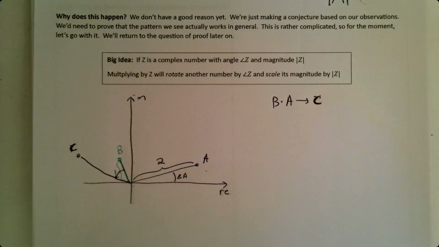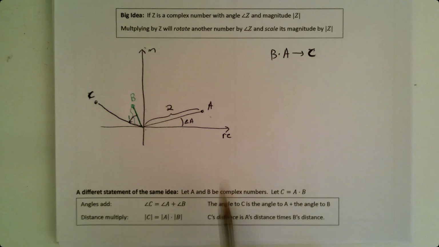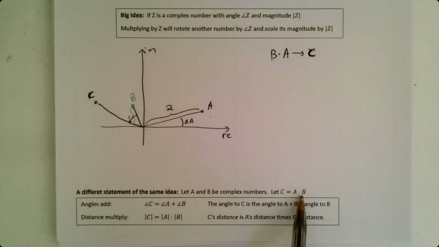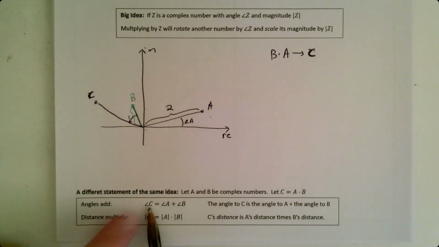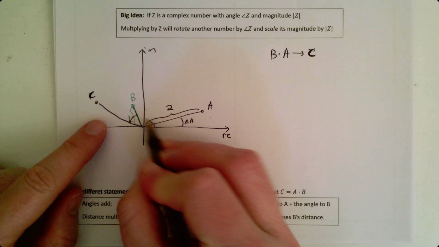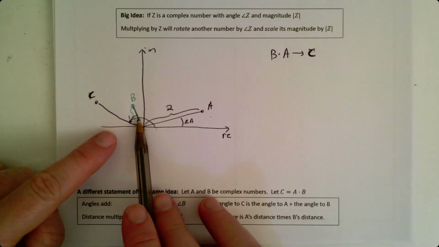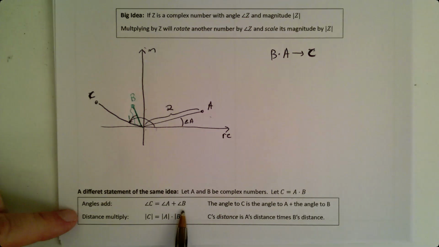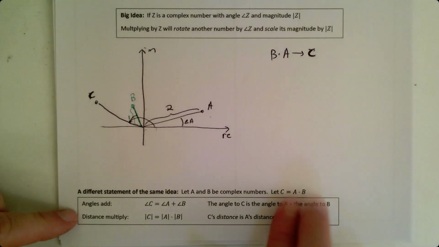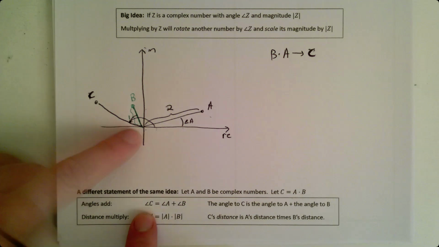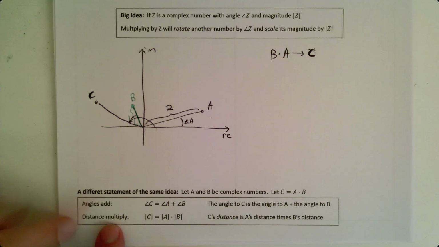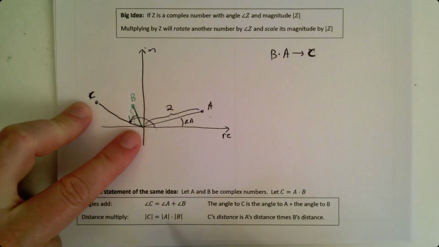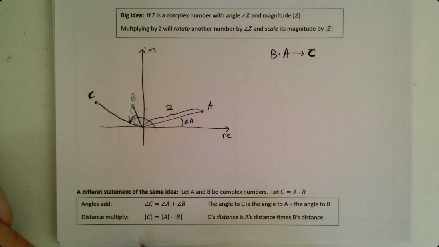A different way, and maybe a more common way of expressing the same idea, is if A and B are two complex numbers and you multiply them, the angle that takes you to C over here is just B's angle plus A's angle. So angles add is the idea. When you multiply two numbers, their angles add to give you the angle of the result. What's the distance to the result? Well, you take the two distances of what you're multiplying and you multiply them. So angles add, distances multiply. And those multiplied distances give you the distance to your result.